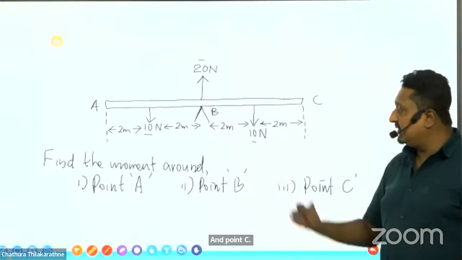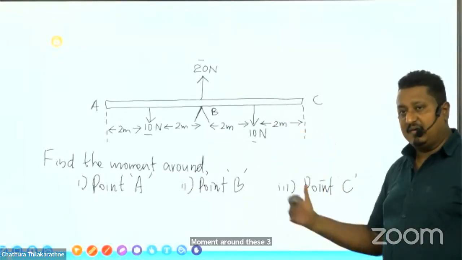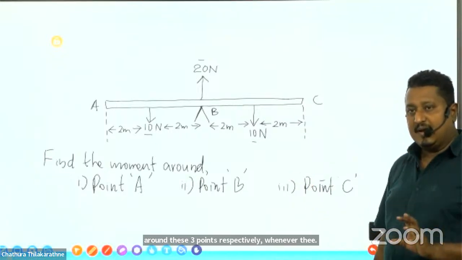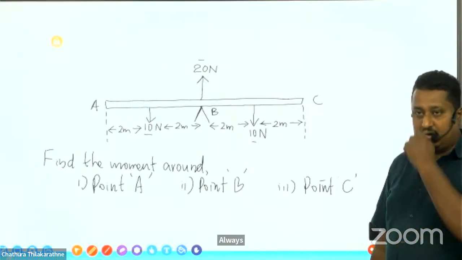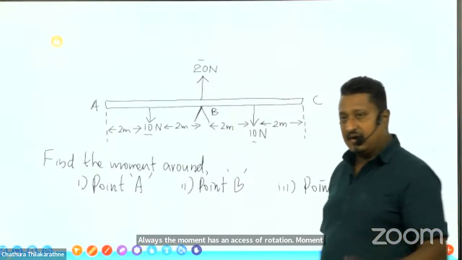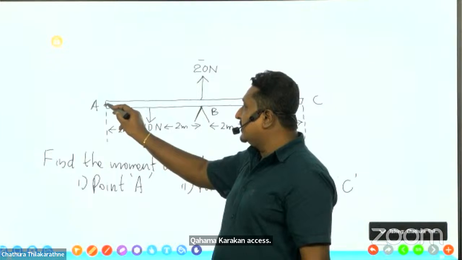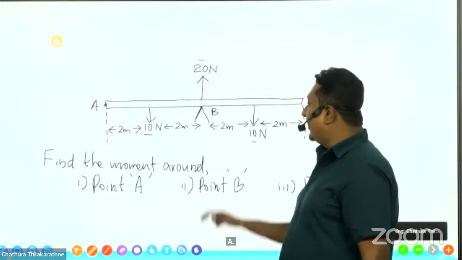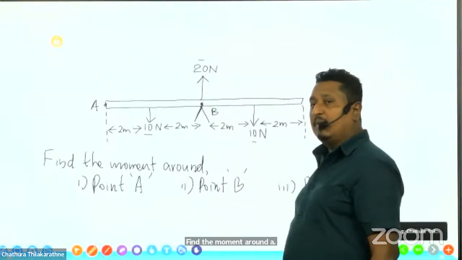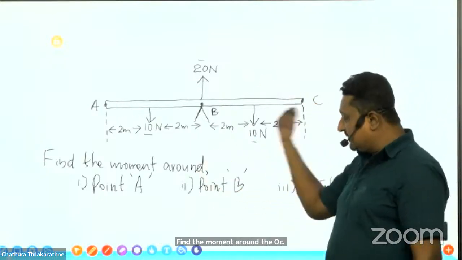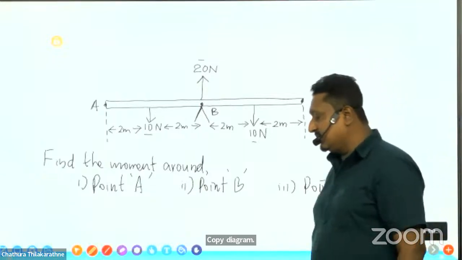How can you find this? Moment around these 3 points respectively. You have to find them separately, you can't find them all at once. Always the moment has an axis of rotation. If that rotating point is A, find the moment around A. If the rotating point is B, find the moment around B or C. Copy the diagram and find it. If you can, then I'll help you.